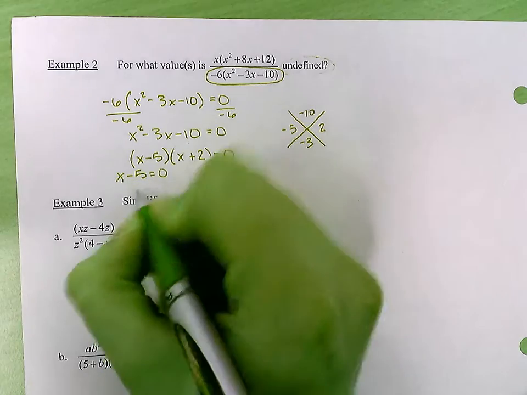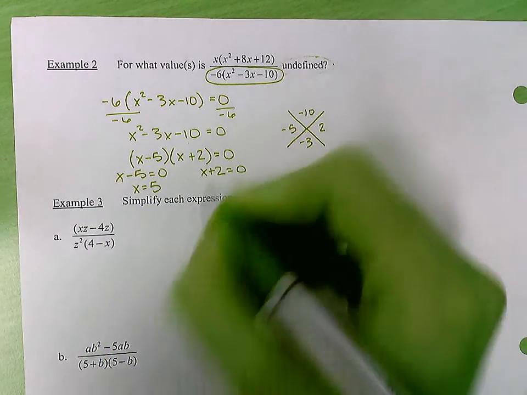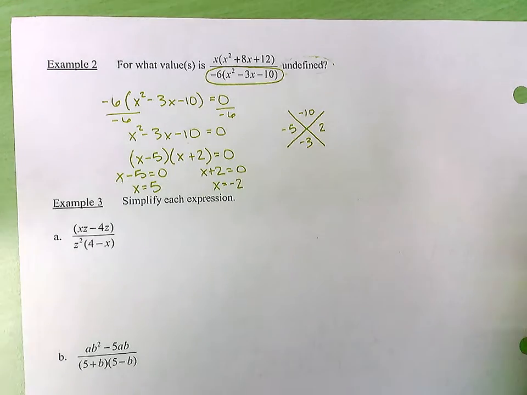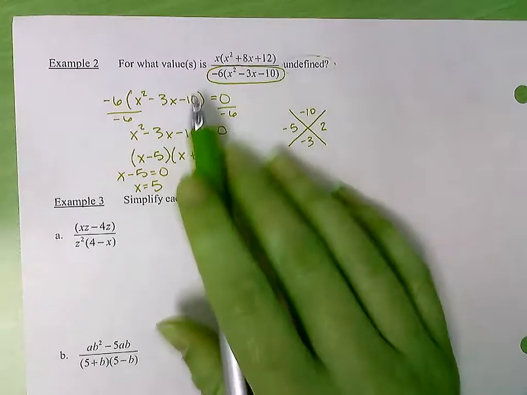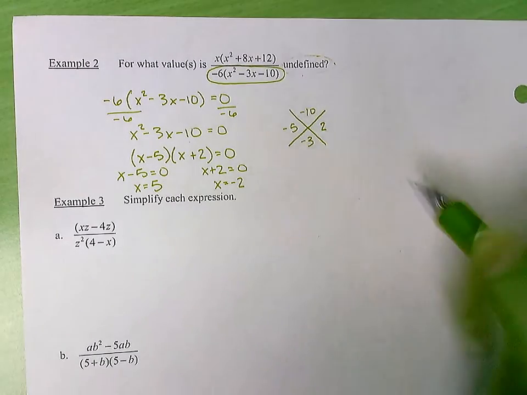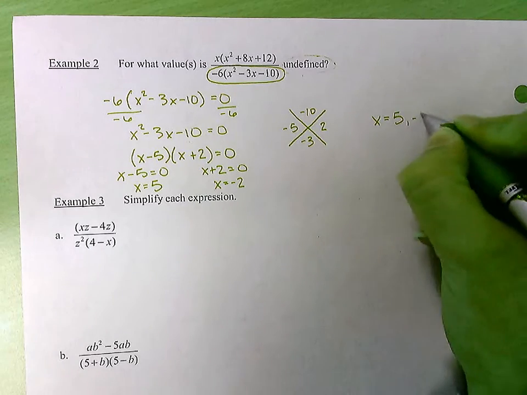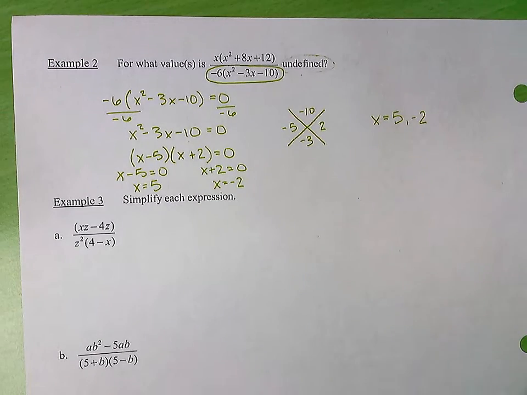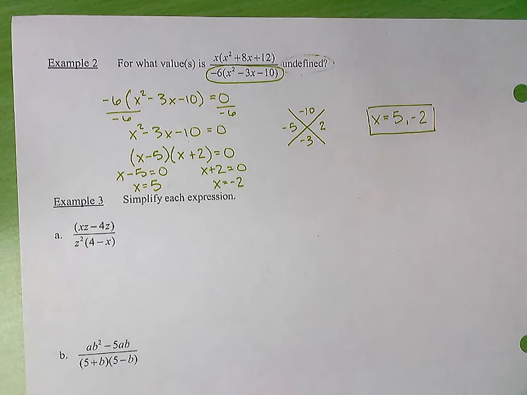Okay, solving for x will equal 5, x will equal negative 2. Okay, so the values where this is undefined is x is equal to 5 and negative 2. Yes. I like that. That was real quick.